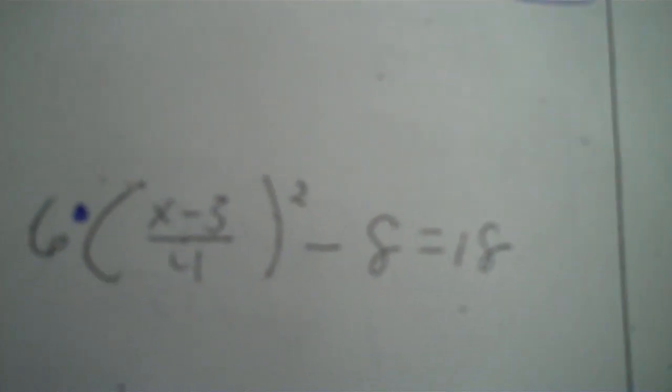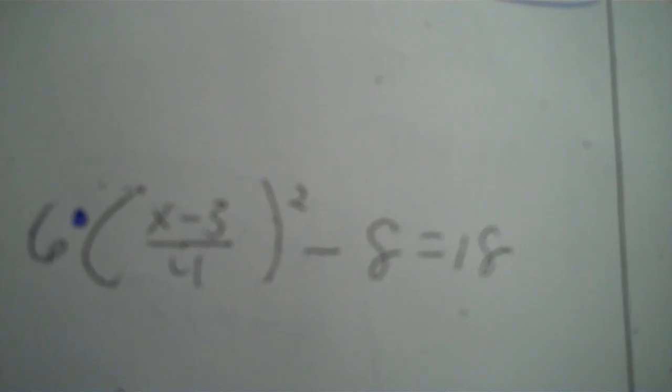Okay, I don't know why I wrote this problem twice. We'll just take it from here. So 6 times the quantity x minus 3 over 4 to the second, and then after the quantity to the second, we have a subtraction of 8 equals 18. So we have to solve for the x. So x is to the second. It's in a parentheses, so there's two answers. But again, you can't distribute.